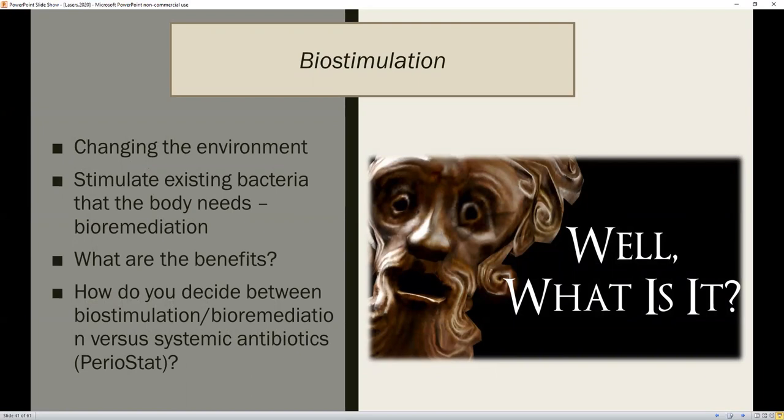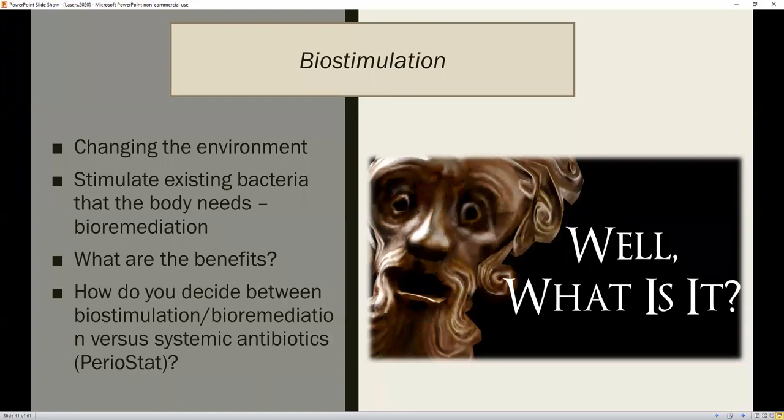So biostimulation is a term that you should be familiar with, and that is changing the environment with bacteria. Similar to adding probiotics to the digestive system to add better bacteria to the gut, this stimulates the existing bacteria that the body needs, and it reproduces the good bacteria. The benefit to this is that it uses the bacteria that's already present as opposed to giving the patient antibiotics that wipes the body out of all bacteria.